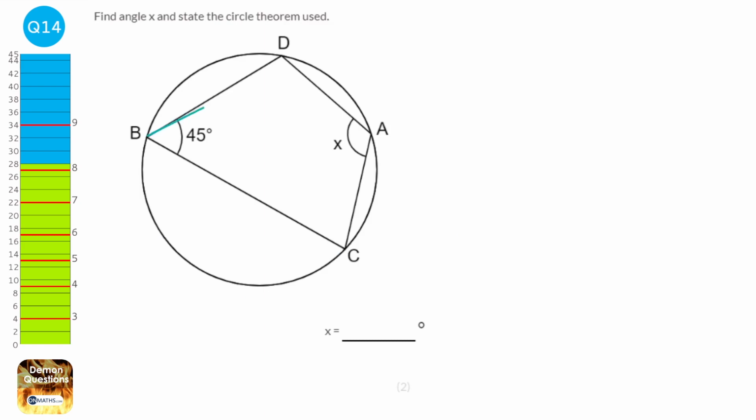Here we have a quadrilateral, and all of the corners or vertices of the quadrilateral are on the circumference of the circle. So this makes this a cyclic quadrilateral. And something we know about cyclic quadrilaterals is that the opposite angles are not the same, but they add up to 180. So to find x, we do 180 minus 45, and that will give us 135 degrees.